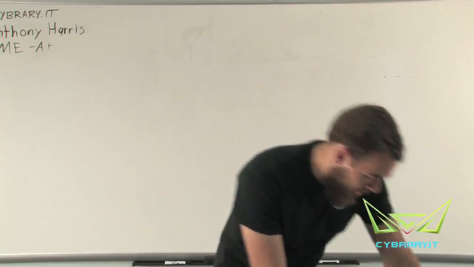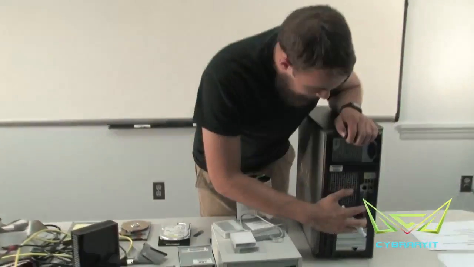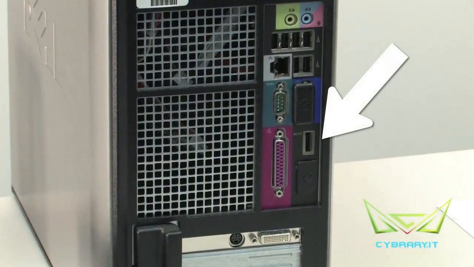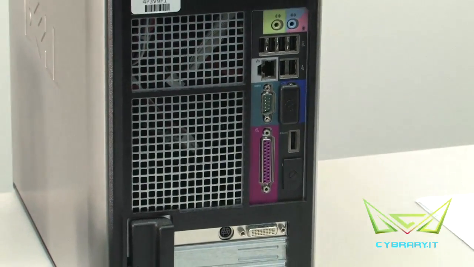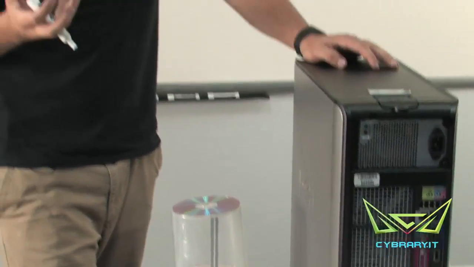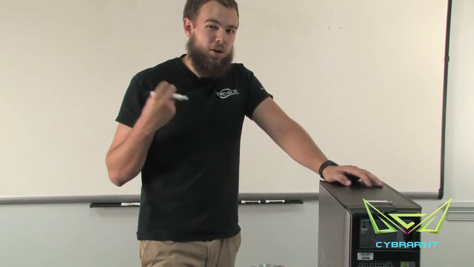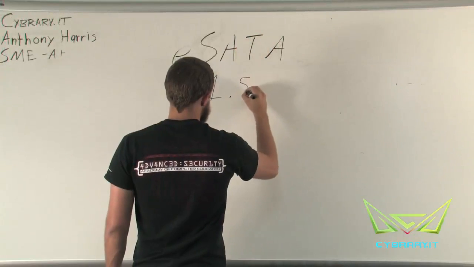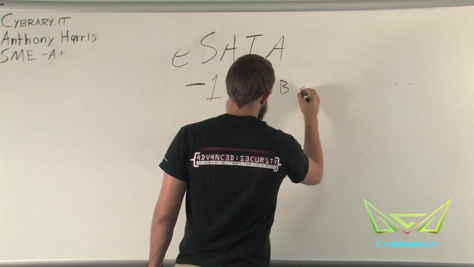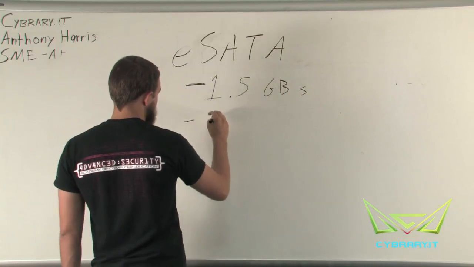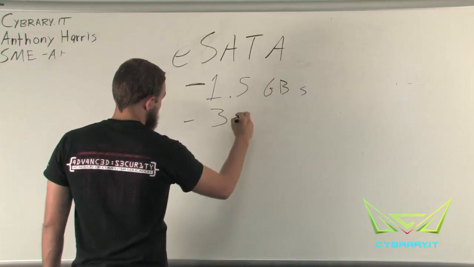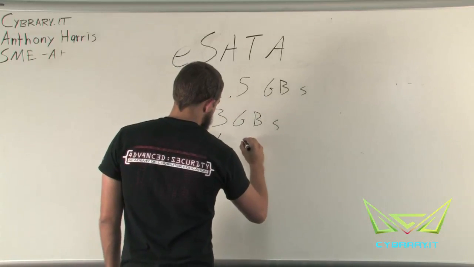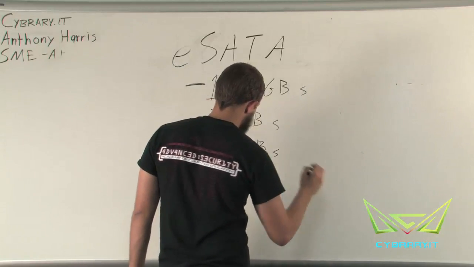We can show here on our demonstration computer that we do have one eSATA port. This eSATA port connects directly to the computer onto the motherboard, and it allows us to connect an external hard drive with transfer speeds that are a lot faster than just a standard USB connection. Our eSATA connections come in a couple variants as well. Our first iteration will actually be 1.5 gigabytes a second. Our second iteration, after more development, was up to 3 gigabytes a second. The most current iteration is up to 6 gigabytes a second.